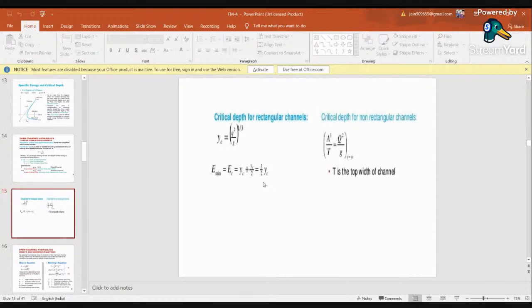Okay, and when it is a non-rectangular channel, then we have to use this formula, that is A cubed divided by T is equal to Q squared divided by g, when your y is equal to yc, and capital T is the top width of the channel.